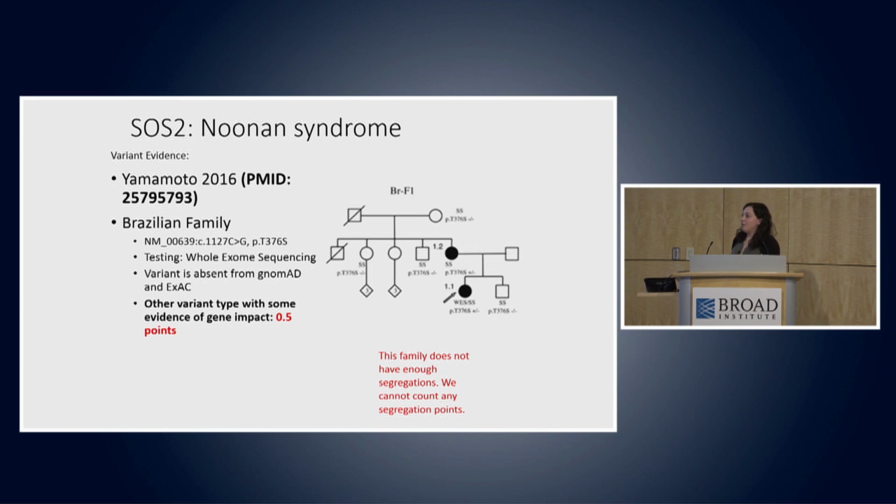And they had different families in Yamamoto 2016, which is another paper. So this is a Brazilian family. They had a missense variant. The testing was whole exome sequencing. When we looked in gnomAD and ExAC, the variant was absent. And so we were able to score this as other variant with some evidence of gene impact, which is standard half a point. This family does not have enough segregations to score for a dominant one. You need 4 segregations in a family to score for the ClinGen framework for dominant, so we couldn't score any segregation for this family.